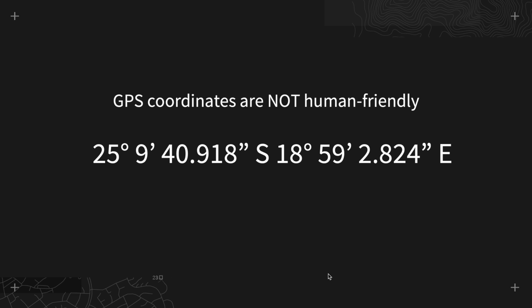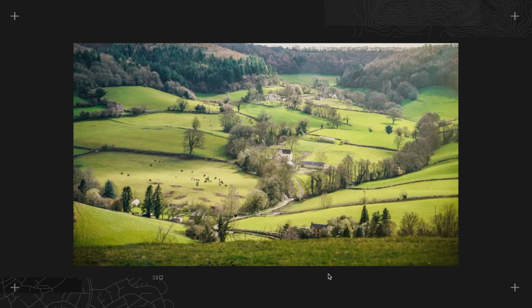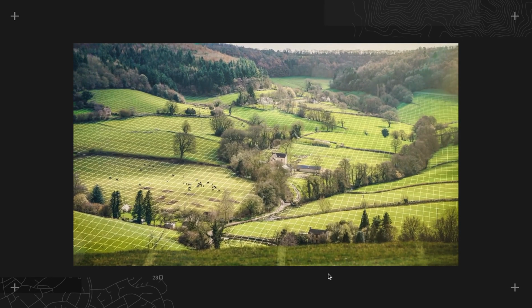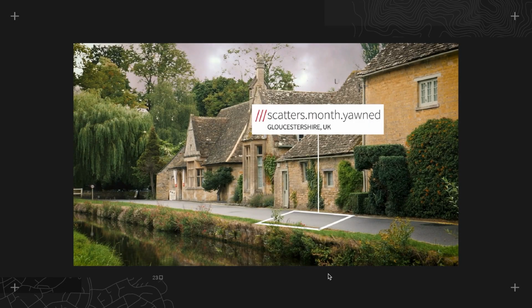So that's what we wanted to do with what3words. We wanted to create a system which is just as precise as a GPS coordinate, but much more human-friendly. So what we've done is we have divided the whole world into a grid of 3 metre by 3 metre squares and given every single square in the world a fixed and unique address made of 3 words from a dictionary. So what this means is rather than having to use a string of 16 numbers to refer to that exact location in Gloucestershire, all I need to say is scatters, month, yawned, and that's all the information that I need.